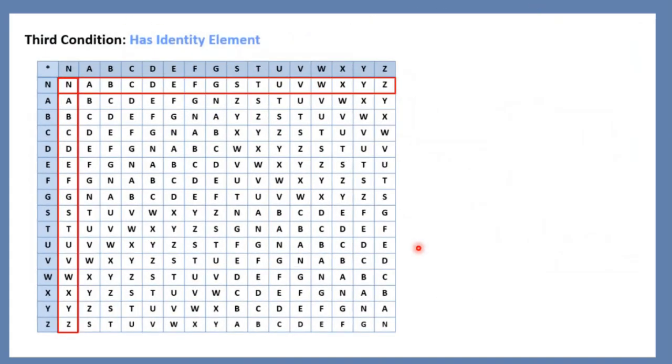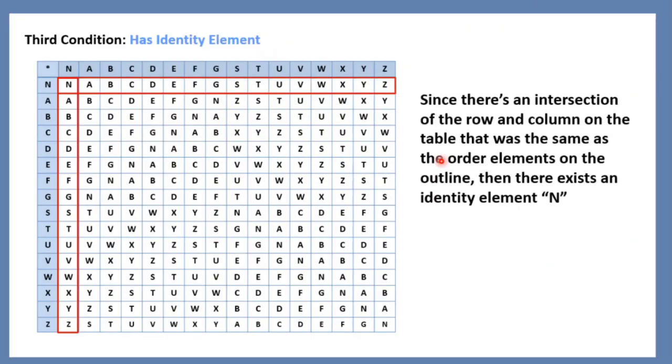Next, for our third condition, it has an identity element. Since there's an intersection of the row and column that are the same as the outline, an identity element exists, which is the element N, and therefore this table satisfies the third condition, which is has an identity element.